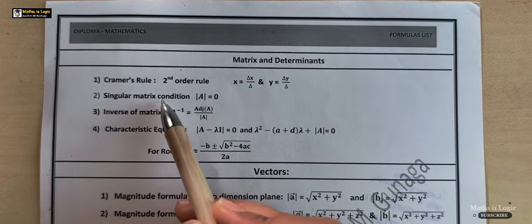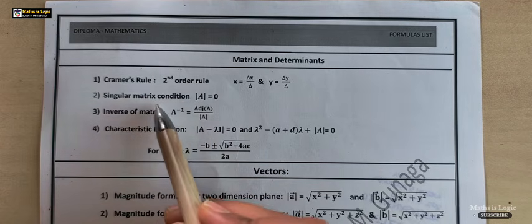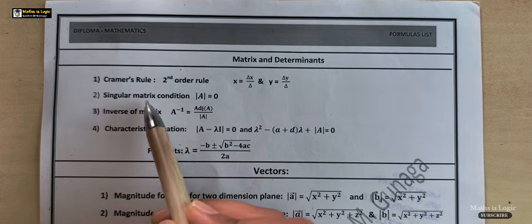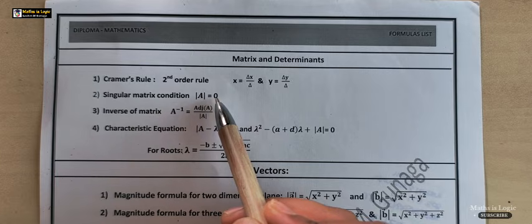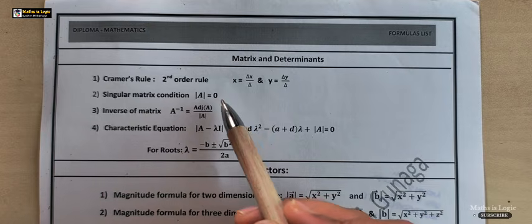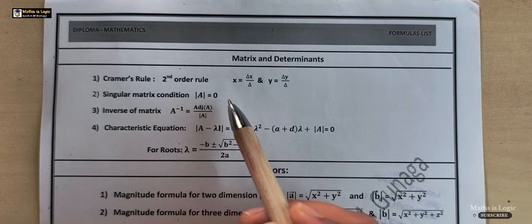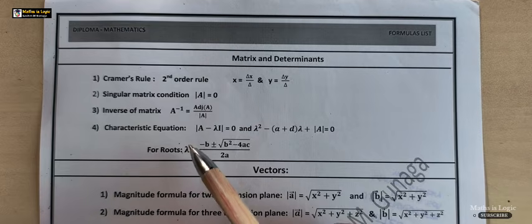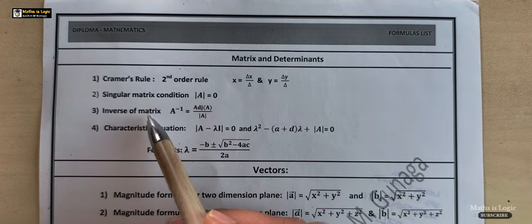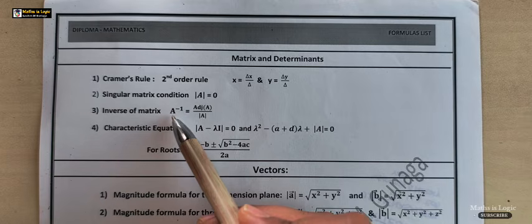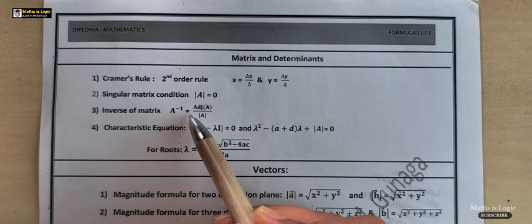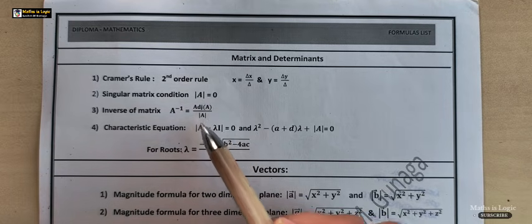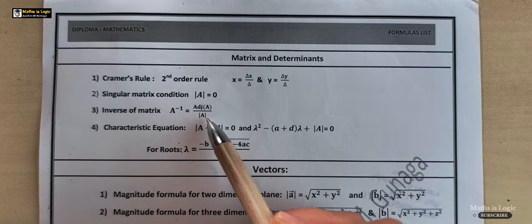Second, to find out the value of x, we are using this condition. Which condition? Singular matrix condition. So what is that singular matrix condition? Determinant of A is equal to 0. Using this condition, they will ask to find out the value of the unknown, that is x. Third, inverse of matrix. Inverse of matrix is denoted by the symbol A power minus 1. A inverse is equal to adjoint of A divided by determinant of A.